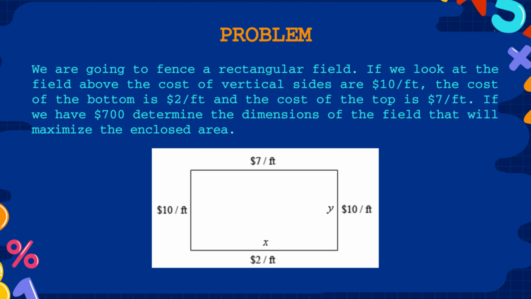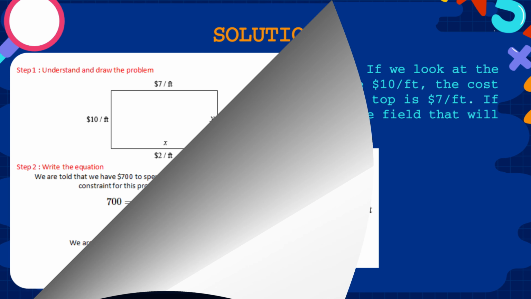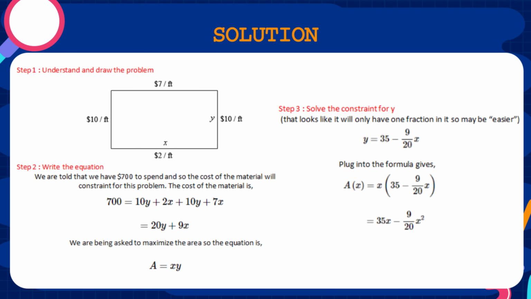The question is, we are going to fence a rectangular field. If we look at the field above, the cost of vertical side is $10 per foot, the cost of the bottom is $2 per foot, and the cost of the top is $7 per foot. If we have $700, determine the dimensions of the field that will maximize the enclosed area. Here is the solution for our problem.